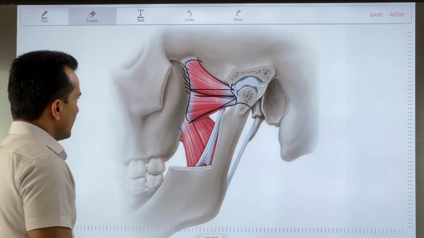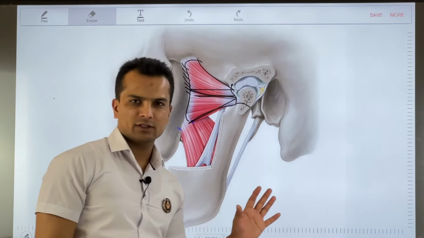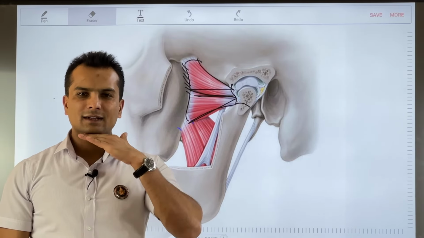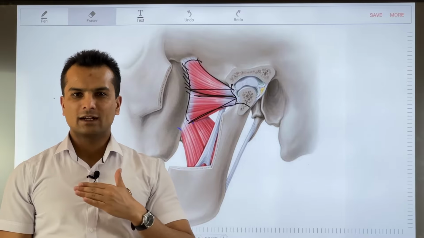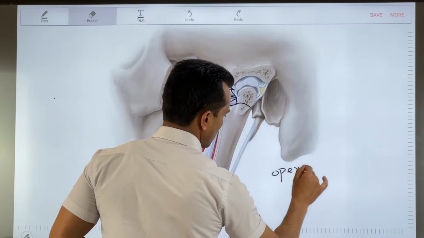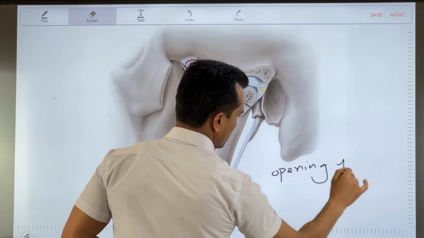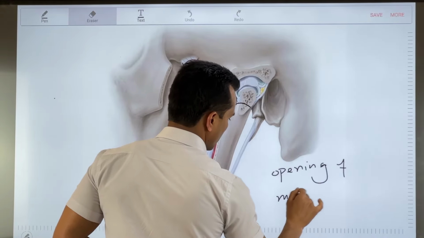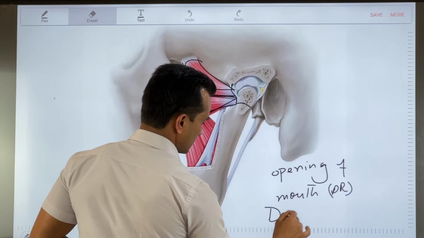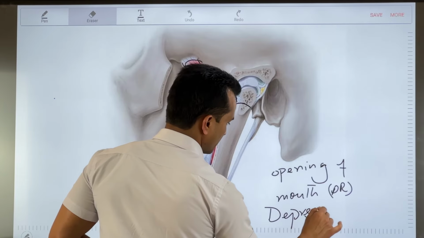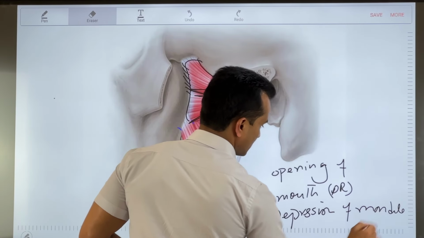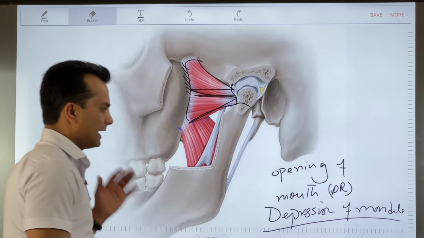Action: this is a unique muscle. Why? The lateral pterygoid muscle helps in depression of the mandible, opening of the mouth. So opening of the mouth, or depression of the mandible, this is basically the action of the lateral pterygoid.